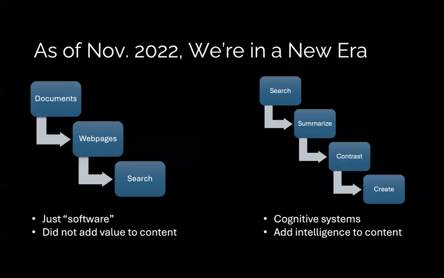You had documents to web pages to search, but it's still just software. It didn't add any value to the content. It just showed it to you. Cognitive systems, it's a word that if you haven't heard it before, you're going to hear it more. It is a way of thinking about what LLMs are, that they're doing something meaningfully different. We like to call it cognitive without calling it thinking because it's not quite the same. But what it will do is add intelligence to content. And that paradigm shift is going to take a while for us all to figure out.